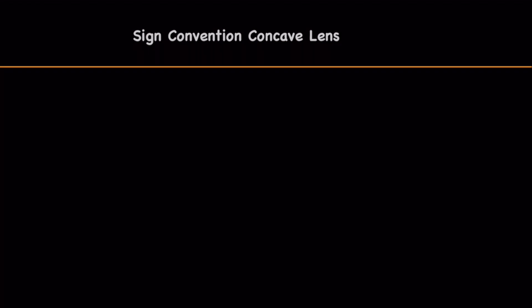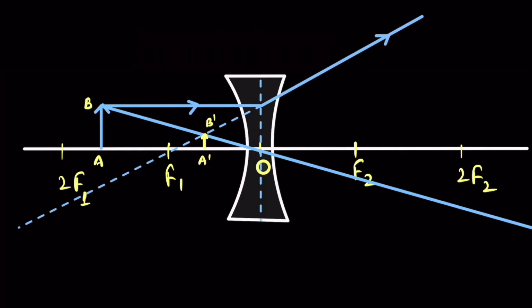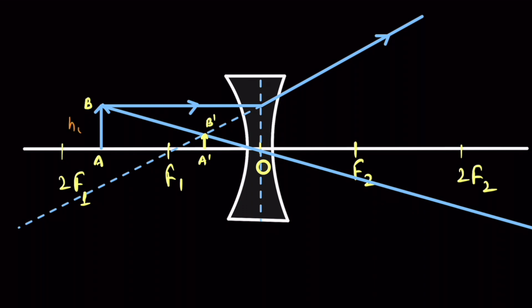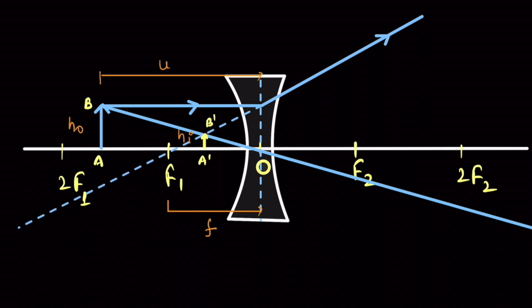In a concave lens, we always form the virtual image. So if we take the image formation for a concave lens, here AB is the height of the object. A dash B dash is considered the height of the image. OF1 is the focal length, and the length of O to A is considered U and the length of O to A1 is considered V. You see U is present on the left side, so it will be considered negative.